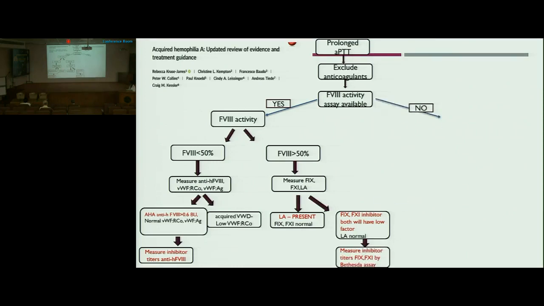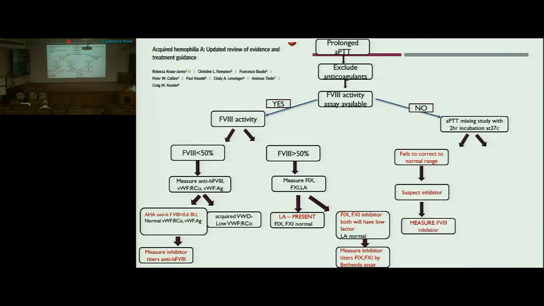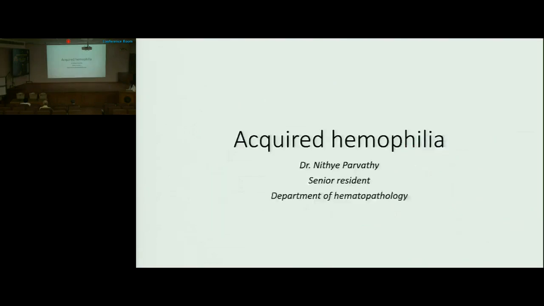If the institute doesn't have a factor 8 assay available, then go with the APTT mixing studies with 2-hour incubation at 37 degrees Celsius. If it fails to correct to the normal range of APTT, then suspect an inhibitor and measure the factor 8 inhibitor levels. If it corrects to the normal range, suspect a deficiency and measure the levels of factors 8, 9 and 11. Now I call upon Dr. Nitya for further briefing about the Bethesda assay.